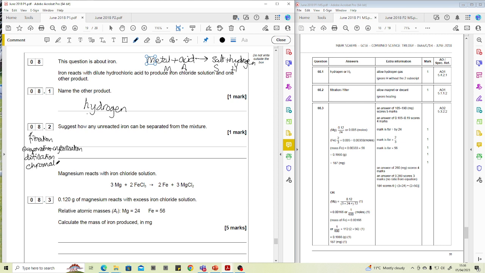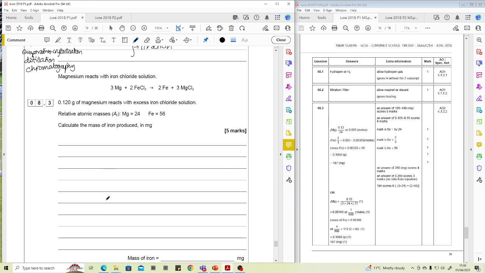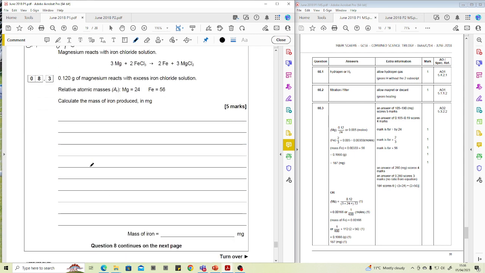Now iron's a solid and it's insoluble. So this is the one, filtration. Don't write too much. One word's enough. And a magnet would work as well, hooray. Okay, so magnesium reacts with iron chloride solution. 3 magnesiums and 2 iron chlorides. That's that one.